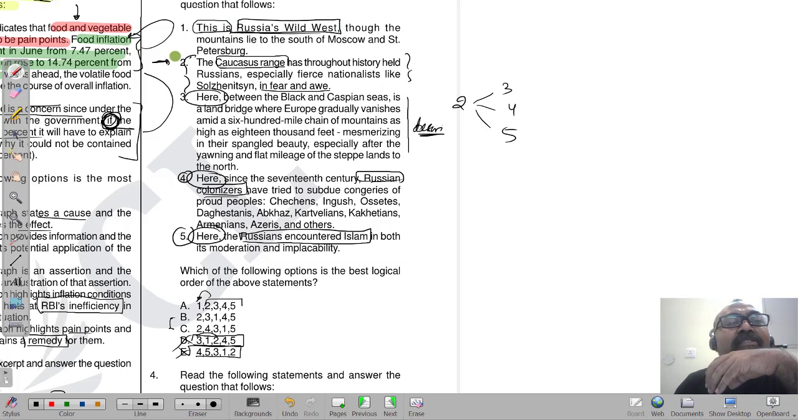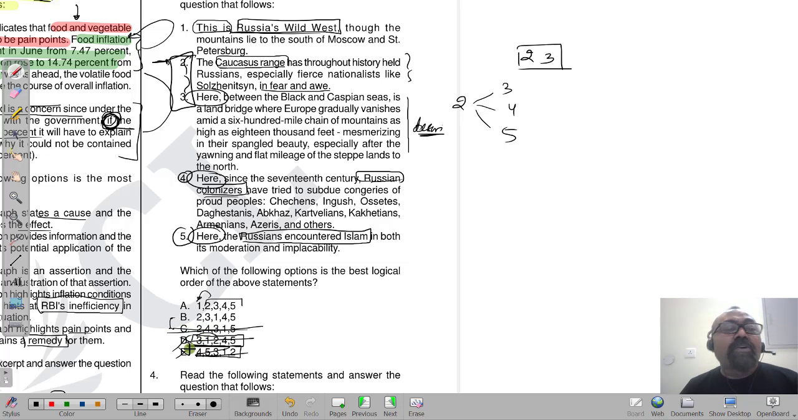So you immediately see that 2, 3 is a block, right? 2 mentions the range, and 3 describes the range. You see that 2, 3 as a block, which means 2, 4, 3 doesn't make sense. That gets out of the way. So then you know that it had to be in that order. 1 can't be the start here. This is Russia's Wild West.